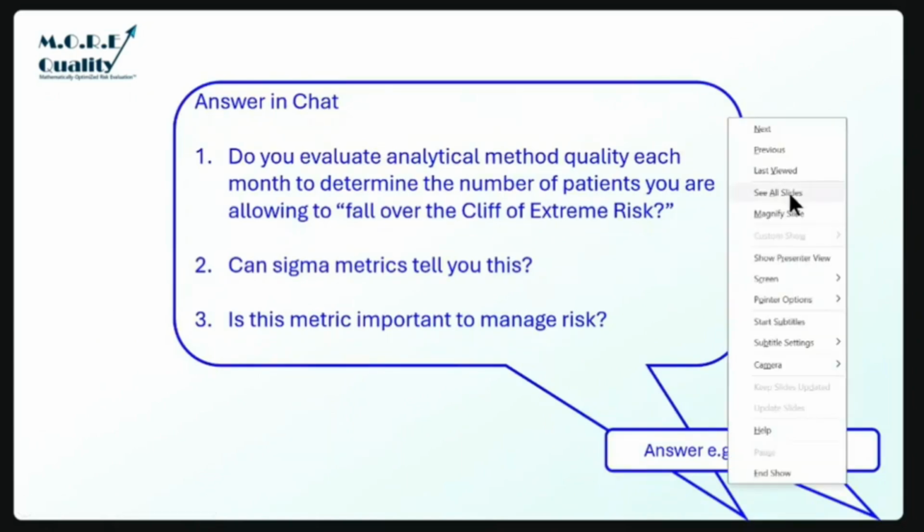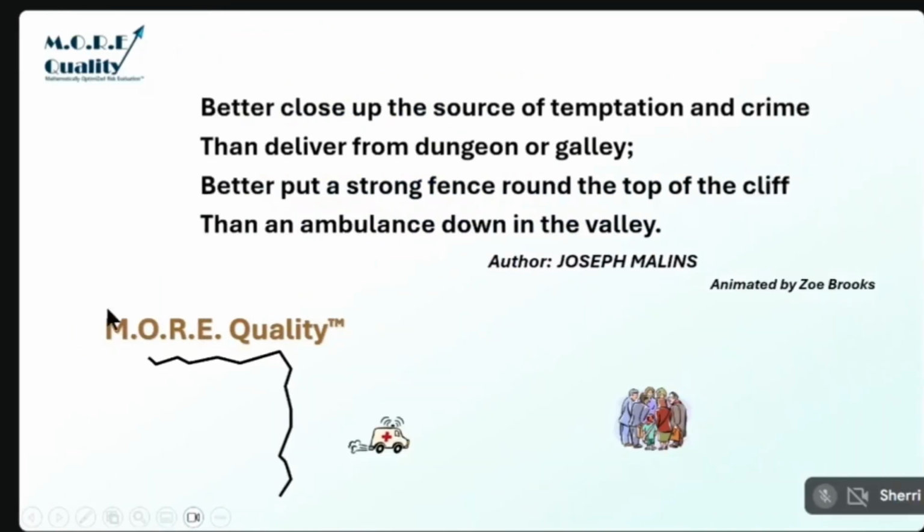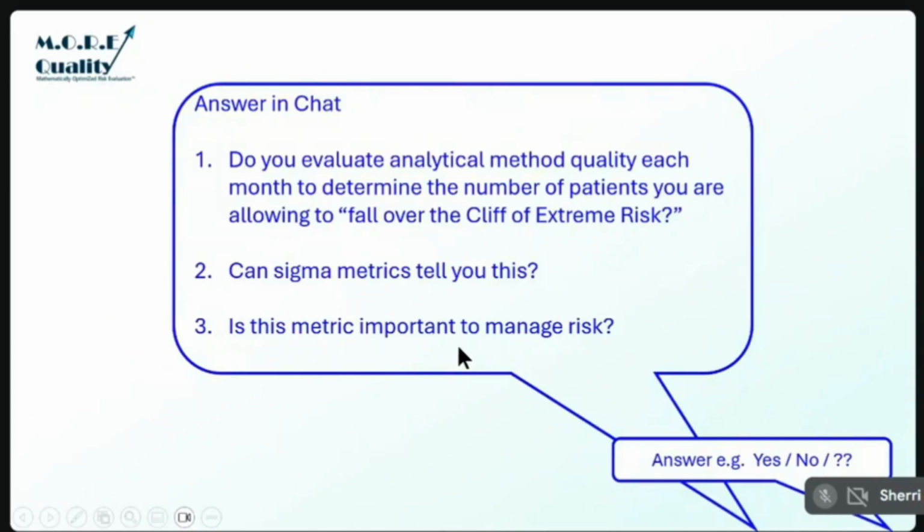I hope you enjoyed that, and I hope you saw the analogies to the people we're sending over the cliff of extreme risk and the benefits of preventing errors with risk management instead of detecting them with statistical quality control. So let me ask you, do you evaluate analytical method quality each month to determine the number of patients you are allowing to fall over the cliff of extreme risk?